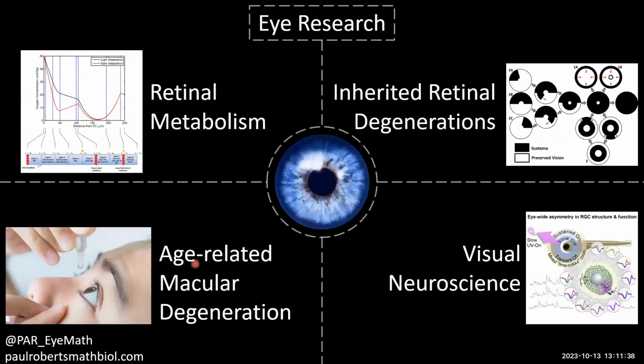So I'll just finish on this slide to say I've been talking to you about some of my work today on inherited retinal degenerations. There's other ongoing work that I have worked on in the past and continue to work on: oxygen distribution and retinal metabolism, AMD, both its treatment and disease pathogenesis, and also visual neuroscience. And this is sort of my eye work. Outside of that, I work on various things in biomedicine, including microbiology and oncology.